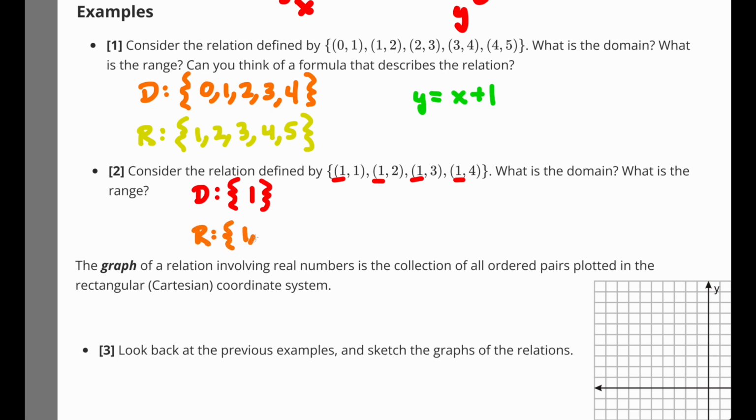The range is going to be all those second numbers. So 1, 2, 3, 4. So 1, 2, 3, 4 is the range for this one.